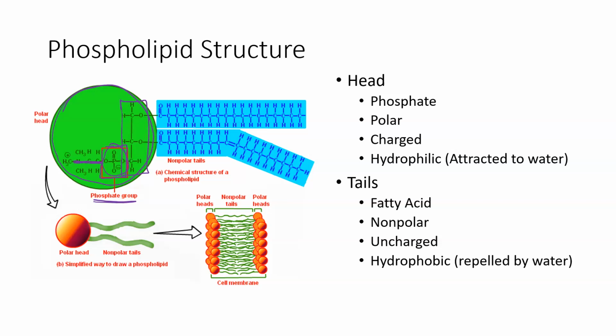This phosphate group gives the head portion of the phospholipid a polar designation. This is a polar molecule, or the molecule as a whole has a polar charge on the head portion of this molecule. The tails, in this case, are two fatty acid chains. Now, a phospholipid is a lipid. It's a special type of lipid.